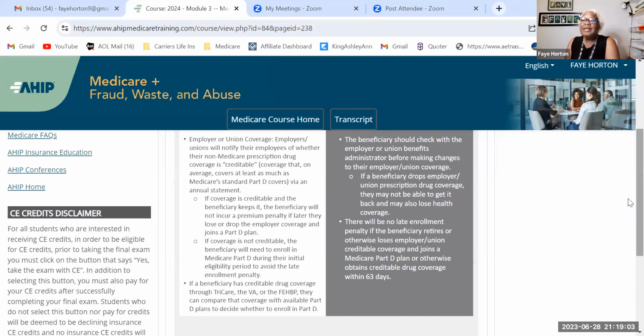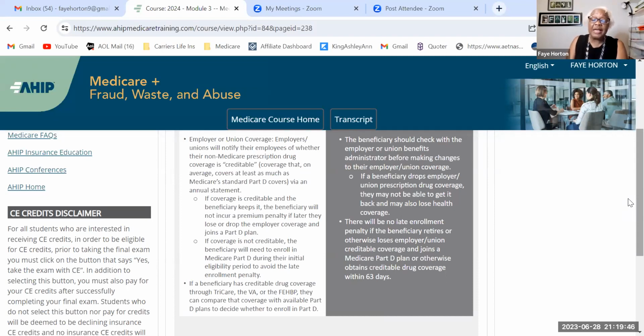Because if it's not, the individual needs to apply for a standalone prescription drug plan, or they will be penalized because they have no credible coverage. If coverage is credible and the beneficiary keeps it, the beneficiary will not incur a premium penalty if later they lose or drop the employer coverage and join a Part D plan. If coverage is not credible, the beneficiary will need to enroll in Medicare Part D during their initial eligibility program to avoid the late enrollment penalty.